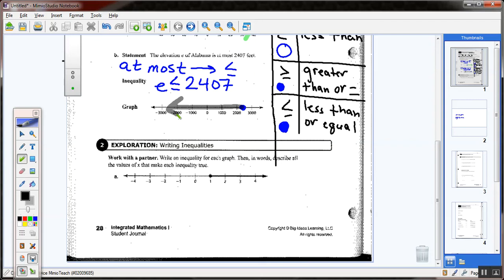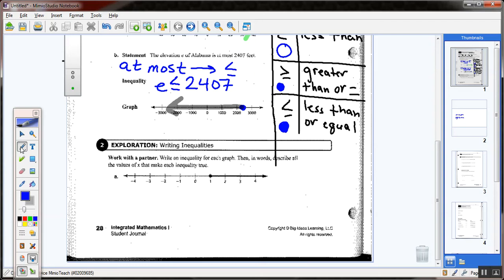Now, here's the deal. I think you can kind of understand what's going on here, but I don't want to make this difficult on us, all right? Let's make sure we remember how to write inequalities for graphs. Down here in Exploration 2, we have to write an inequality for each graph, and then in words, describe all the values of x that make it true. I'm not going to worry about the wording part of it. What I am worried about is, can you look at a graph and write me an inequality? Most times when we don't know which variable to use, we typically choose x.